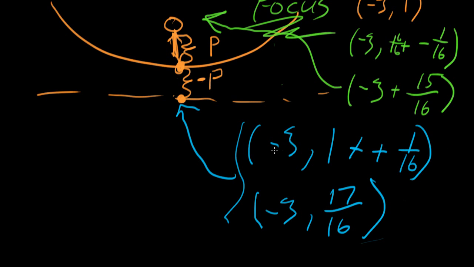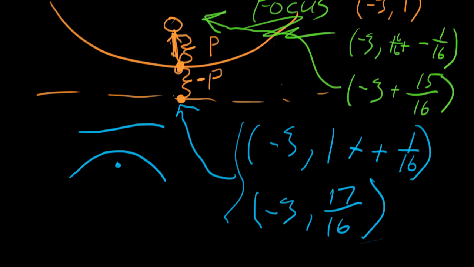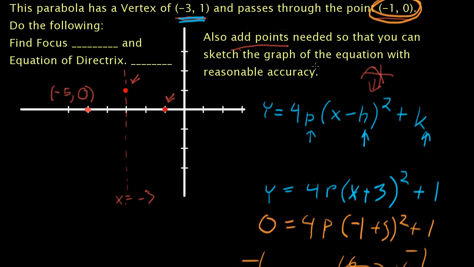Okay, because I have a negative, mine's actually going to be with the focus down there and the directrix up above. So 15 sixteenths and 17 sixteenths. So really, really close. Really, that's even too far in there. But my focus, I can write in on the answer because they've given me that point, that spot.